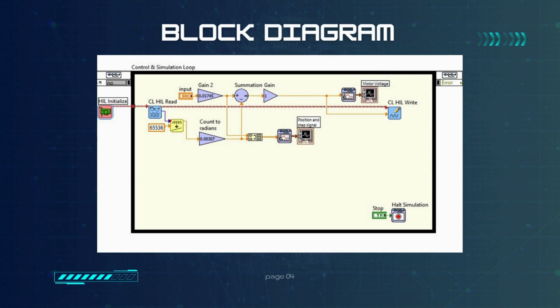At the same time, we have the position display. This shows the input angle and the current motor position on a graph, so we can monitor how accurately the motor is following the user's command. Lastly, we have the stop button. When the user presses it, the system stops running and the simulation ends safely.